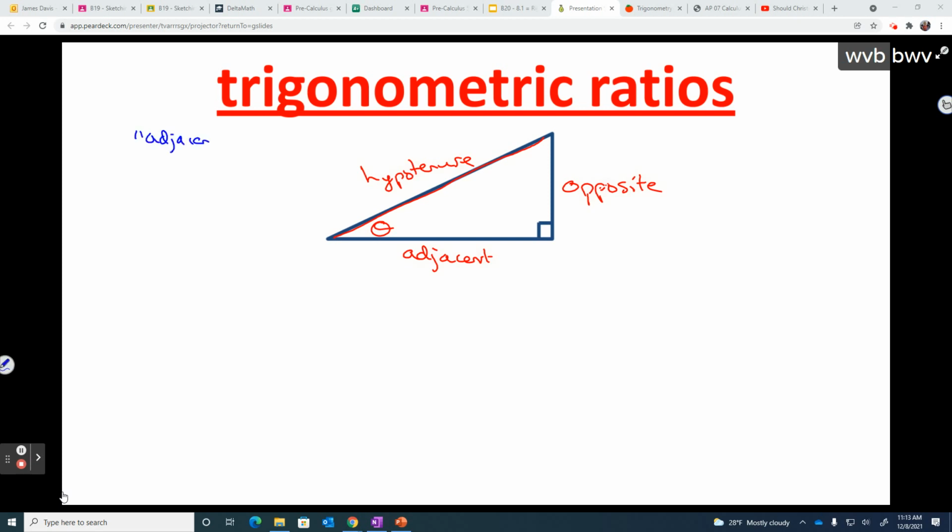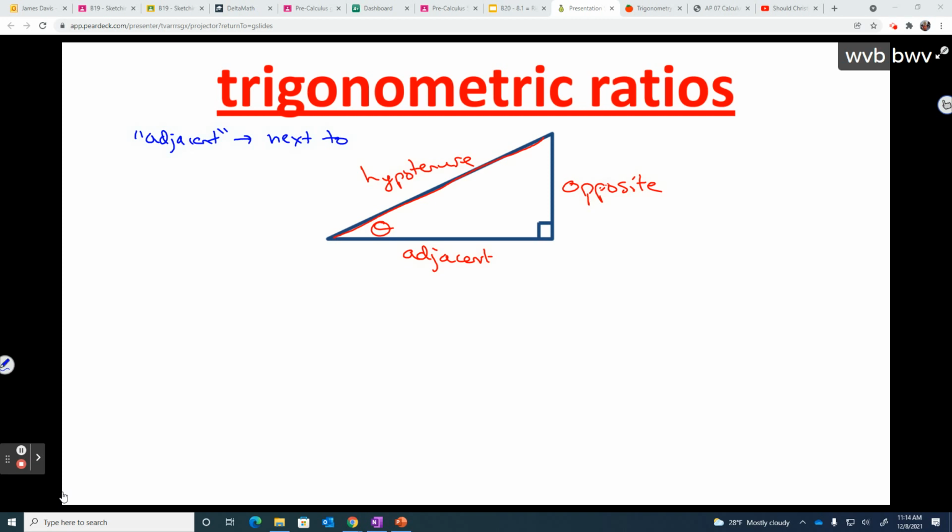Adjacent, that word, sometimes older people will use it more. It kind of means next to. So the unofficial definition means next to. It's the side sort of next to the angle, but it's not the hypotenuse. Like maybe grandpa will say it's the adjacent house, or it's adjacent to the couch. Have you ever heard someone say that before? Yeah, that means next to it. It's kind of an older word. Anyhow, that's what it means.